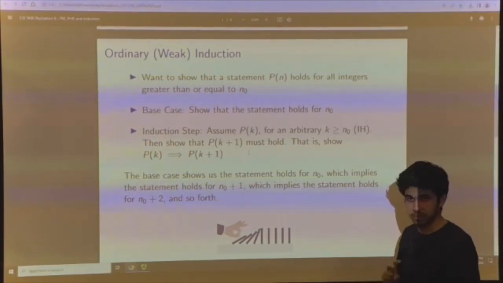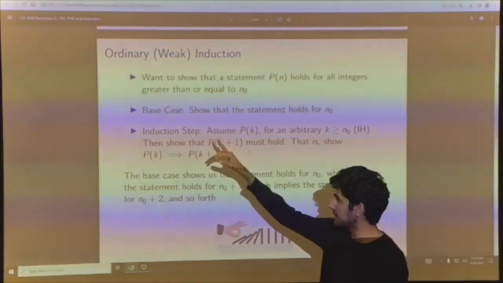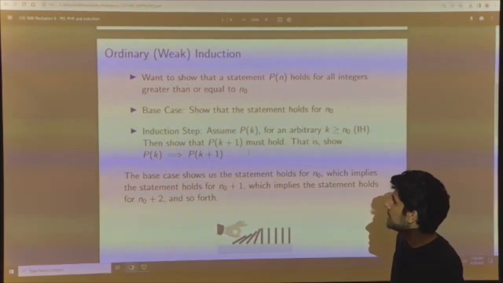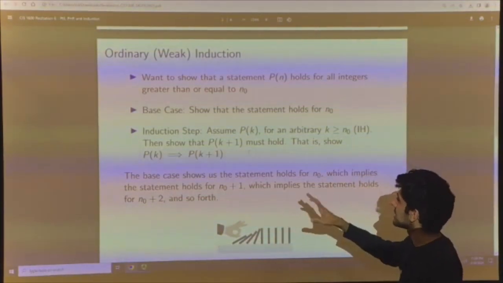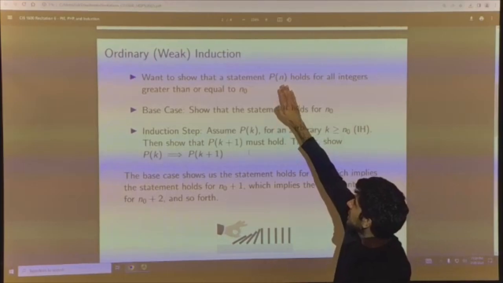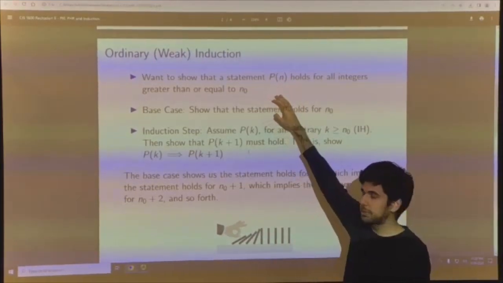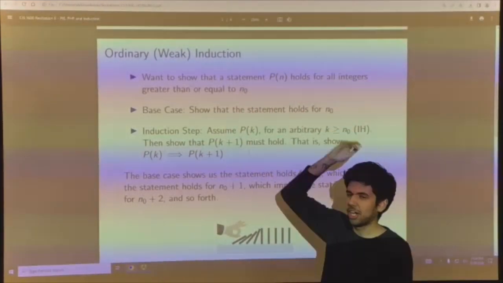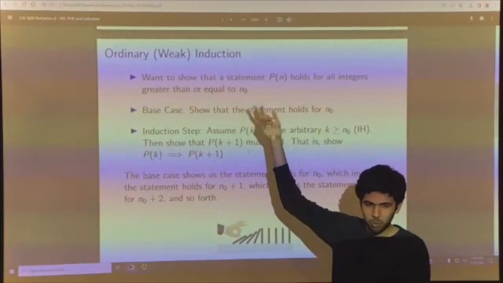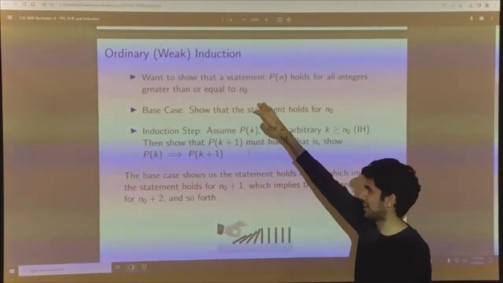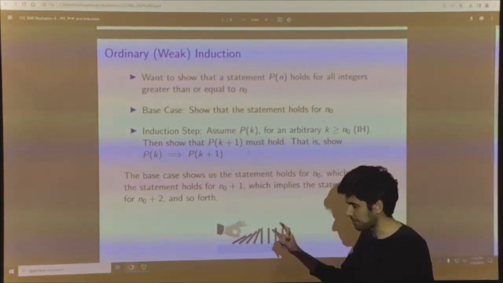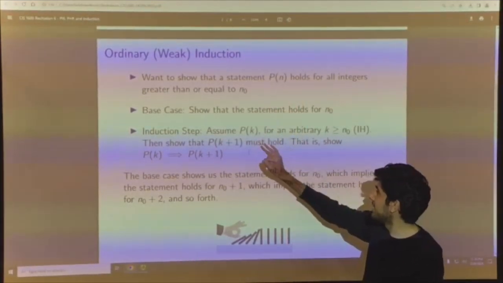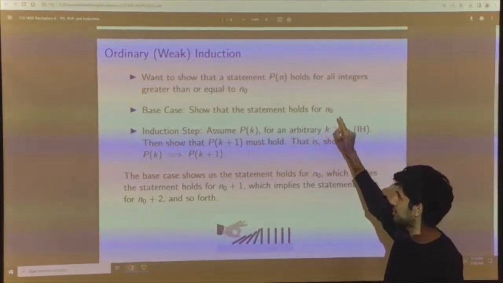And the way it works is 2 steps. There's the base case and the induction step. So I changed my mind. I'm actually going to take you through this slide. So induction is showing that some statement, P of n, some sort of proposition, holds for all integers greater than or equal to some n naught. It could be greater than or equal to 1 or 10 or whatever value there. The first step is the base case. We want to show that whatever proposition is true for the smallest value, for n naught.